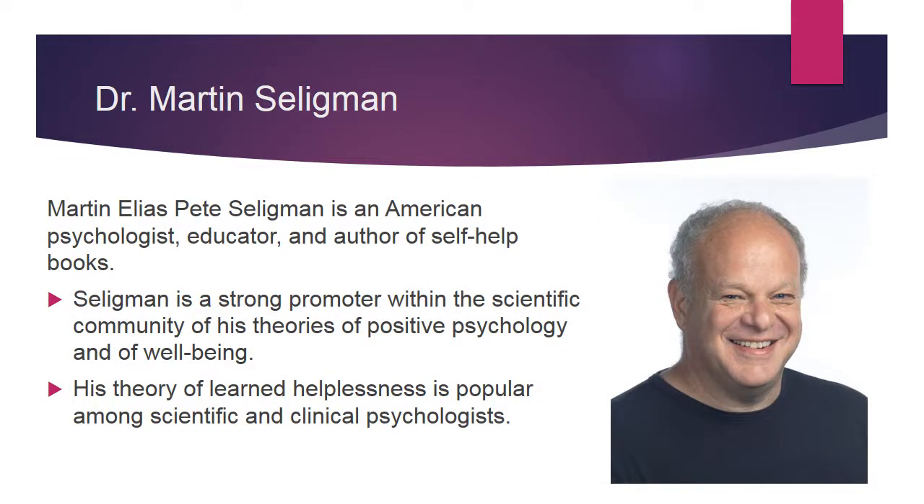So, to segue for a moment, this is Martin Elias Pete Seligman. And he is an American psychologist, educator, and author of self-help books. Seligman is a strong promoter within the scientific community of his theories of positive psychology and of well-being. He's at University of Pennsylvania, so he's a local boy, and his theory of learned helplessness is popular among scientific and clinical psychologists.